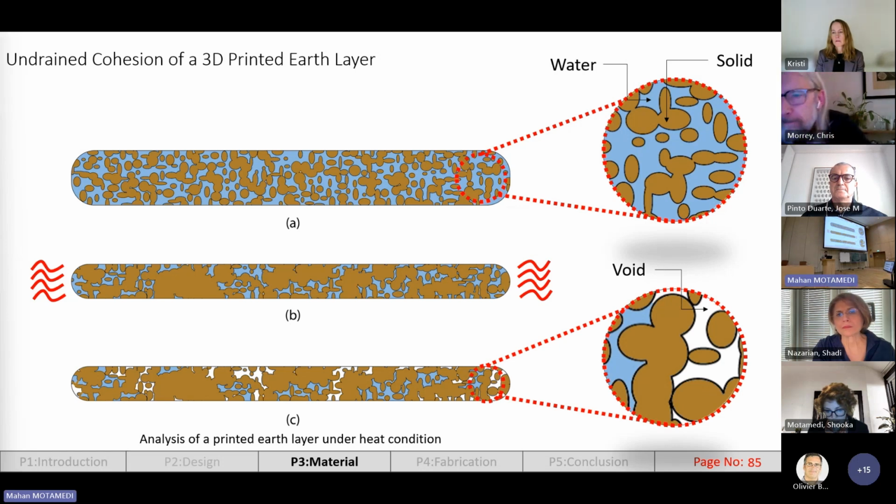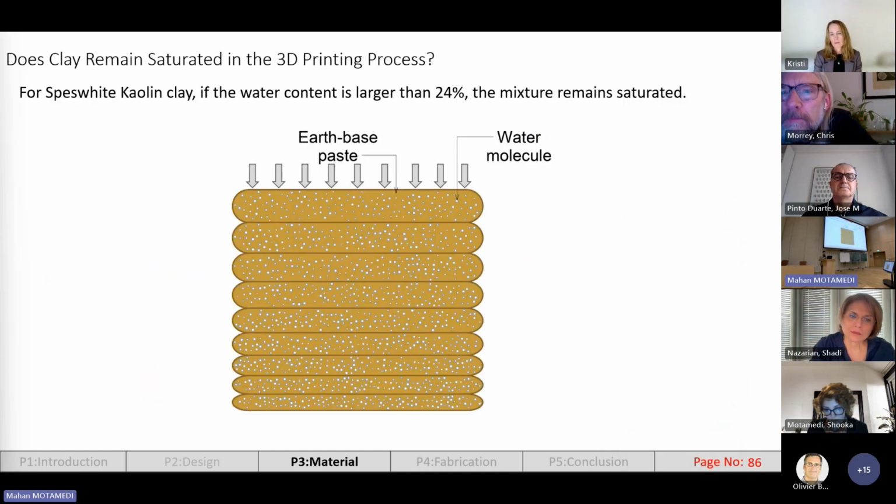Our assumption is that all the formulas presented in this chapter are valid when the material remains saturated. When the material is not saturated, the evaporation rate will not be linear and may follow a logarithmic behavior. So our question is: does clay remain saturated in the 3D printing process? The answer is that for the specified Calvin clay that we use in this research, if the water quantity stays above 24%, the mixture remains saturated.